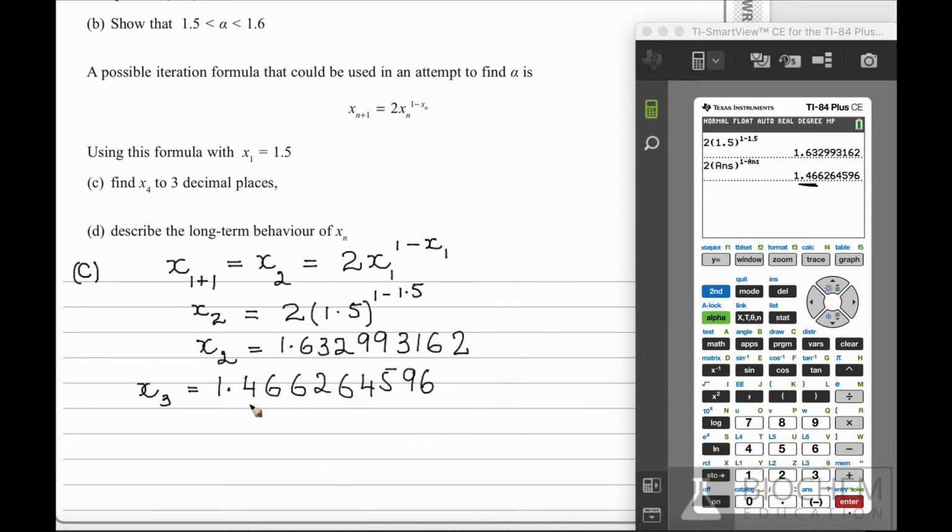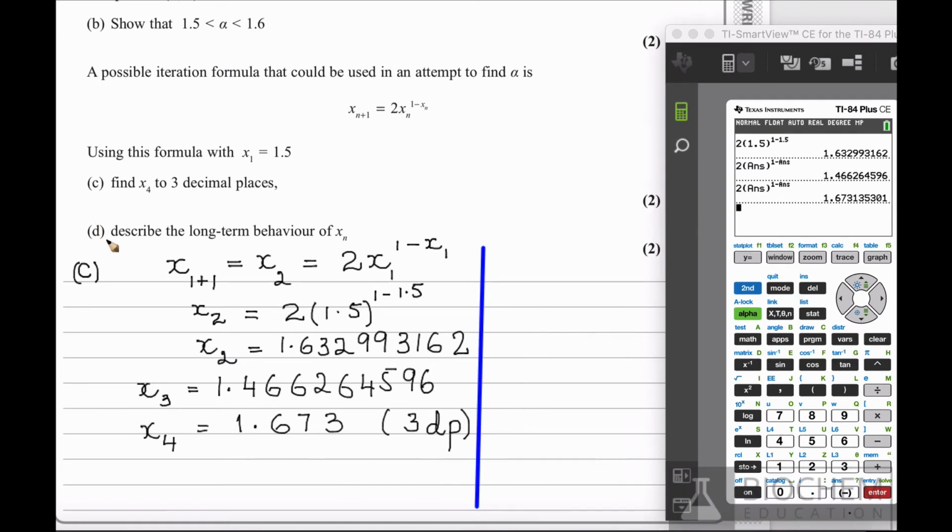Now we need to find x4. We straight away press enter again, and that will use that answer in that equation to get us our x4. So we can write down our answer to 3 decimal places. Please remember it's not significant figures, so it is 1.673 to 3 decimal places.